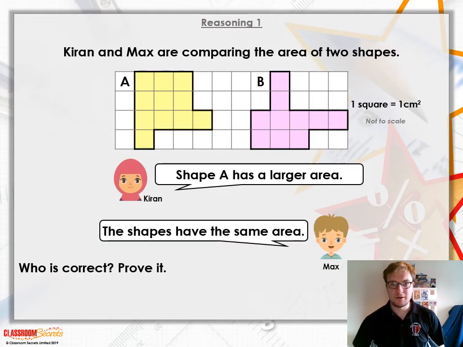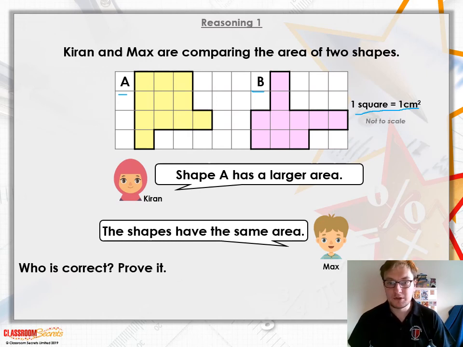And for your last question today, Kiran and Max are comparing the areas of 2 shapes. We have shape A here and we have shape B. Kiran says shape A has a larger area, where Max says the shapes have the same area. Who is correct? Prove it. So you need to be able to explain why. Note over here that 1 square is 1 centimeter squared. Pause the video here and I'll explain to you who is correct.